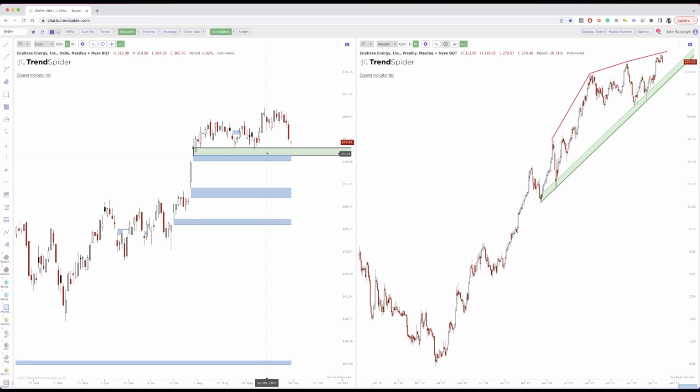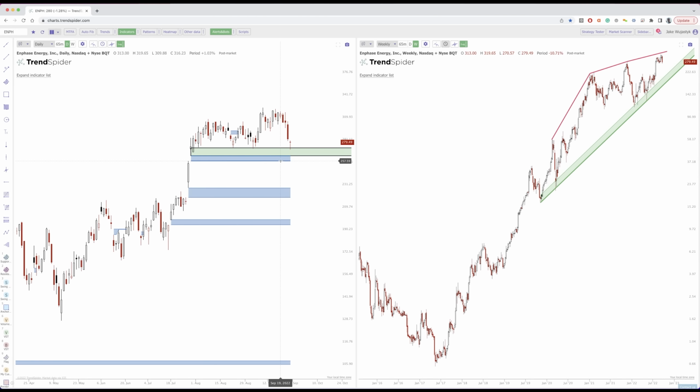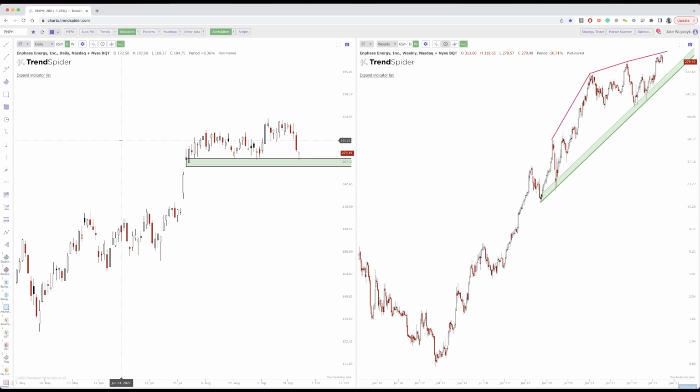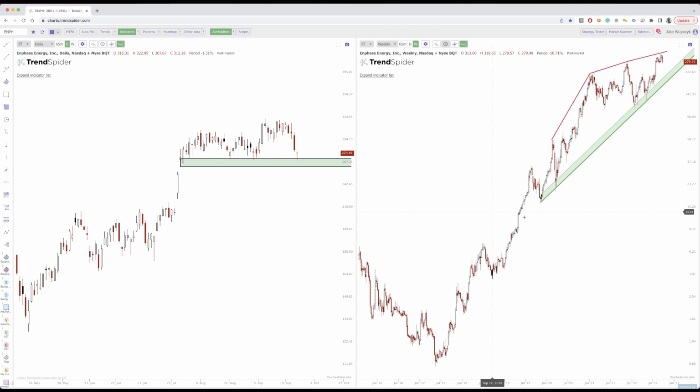So if solar names really start to get hit and add to some of the selling pressure in the market, you do have a lot of gaps below. This chart's looking a little bit like Swiss cheese. So for now, it is holding this area that it needs to, highlighted in green. But all in all, definitely starting to move with the broad markets when before it was having some pretty strong relative strength.